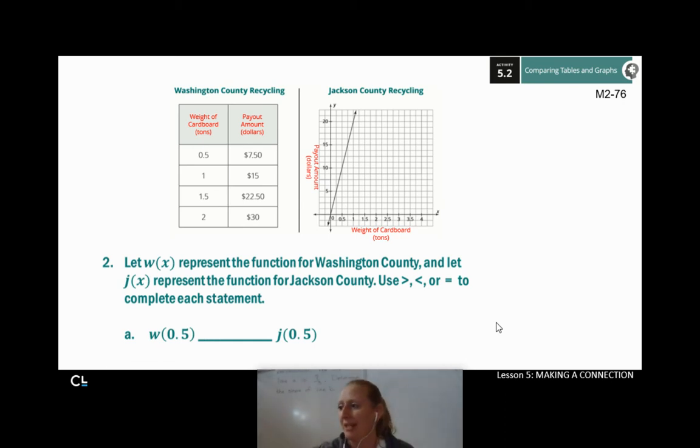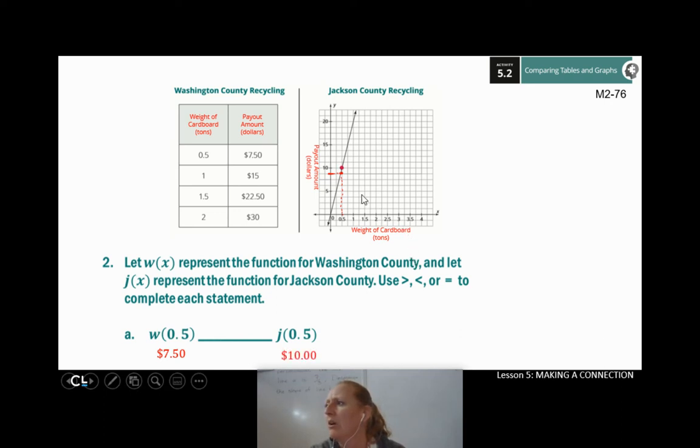So I was looking. W for Washington, right? If I input 0.5, I get an output of $7.50. So I made a little note of that down here. For Jackson County, if I input 0.5, now this one is trickier. I get an output right about here, 5, 6, 7, 8. Is that right? Not quite.